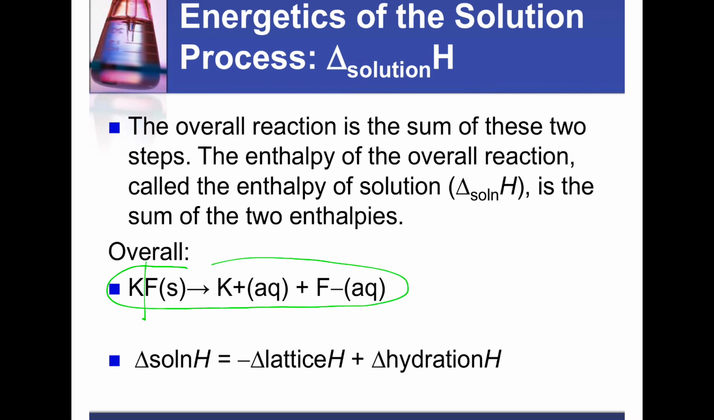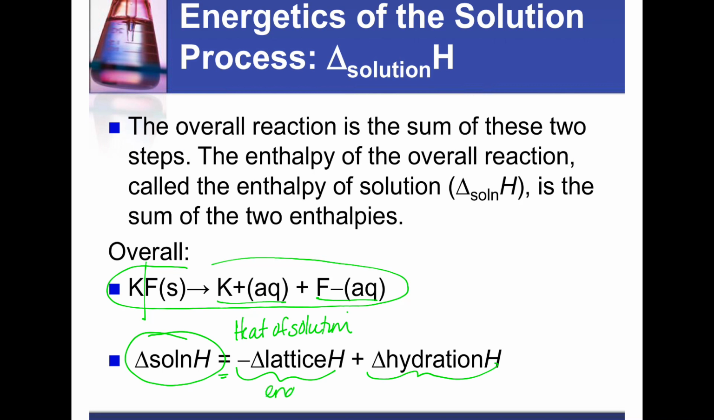We have a crystal that we break apart to make aqueous ions, and the amount of energy that's associated with that, the heat of solution, is equal to the negative lattice energy and the heat of hydration. This one's going to be endothermic, this one's going to be exothermic. And depending on which one's higher, that determines the sign of the delta H of solution.